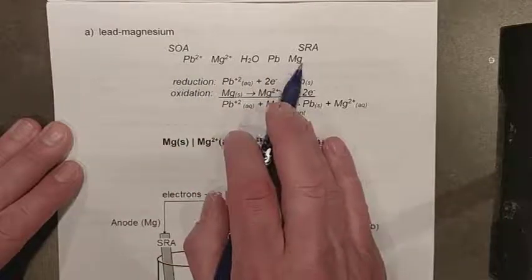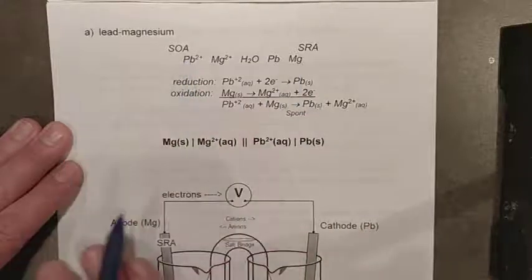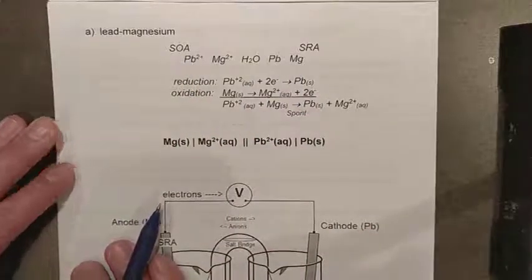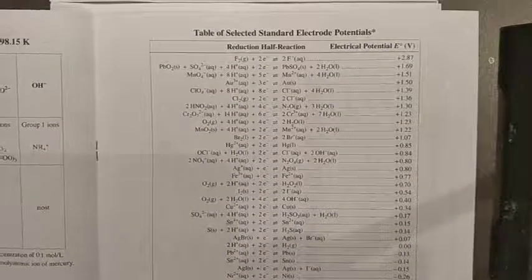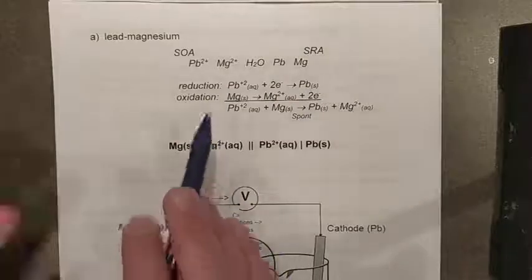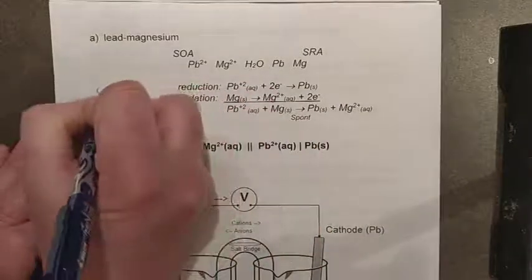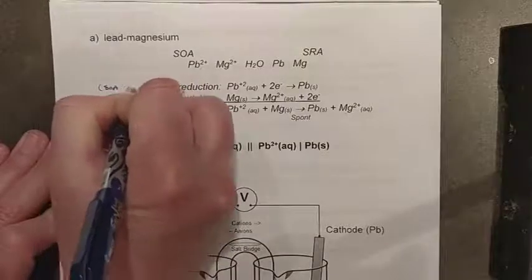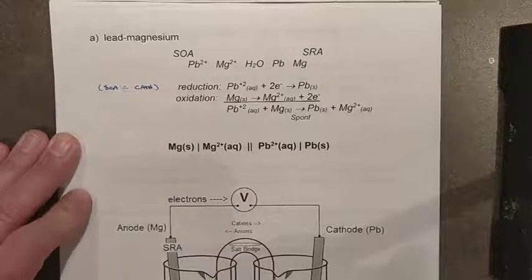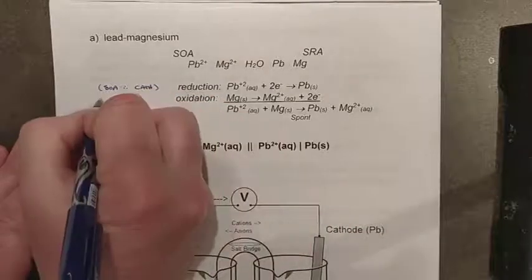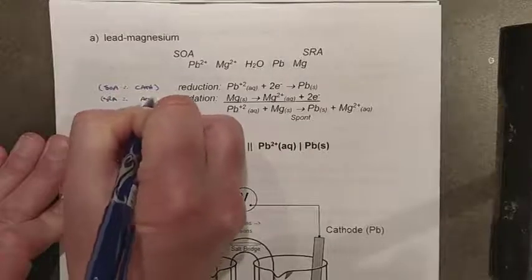If we look at this list, your SRA is magnesium, therefore it's getting oxidized. Lead 2+ is your SOA. You can confirm these on your reduction data table if you wish, but take some time to look at that. Reduction then is the gaining of electrons. Remember, reduction always involves the SOA, and therefore, in this case, will be our cathode in the cell that we are making. Oxidation is of the SRA, and therefore will be the anode.